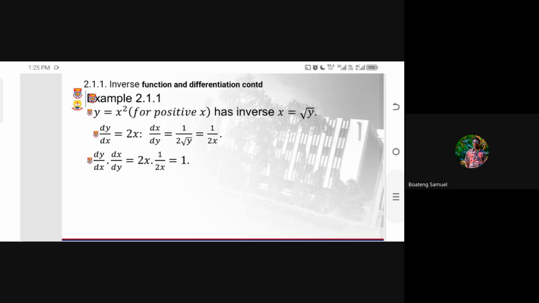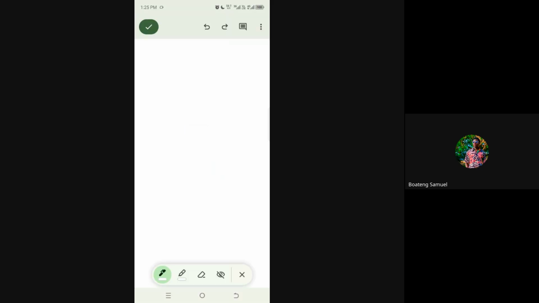Okay. Moving faster, so please be moving with us. So this is what we are trying to do. We have a function, okay. We have the function y is equal to x squared.